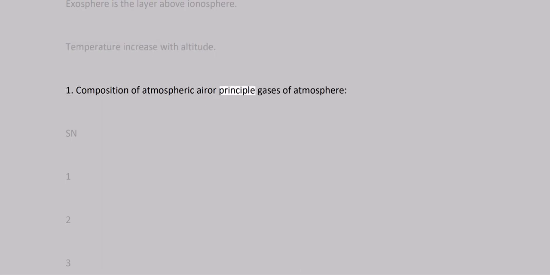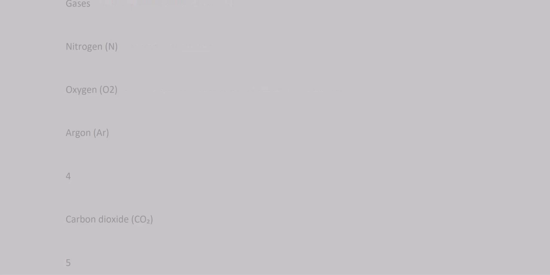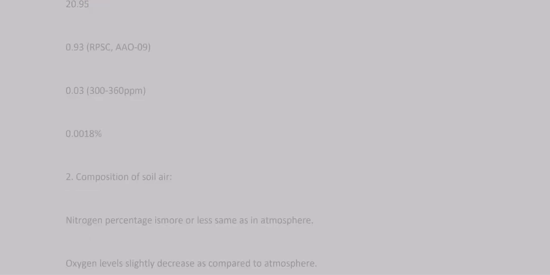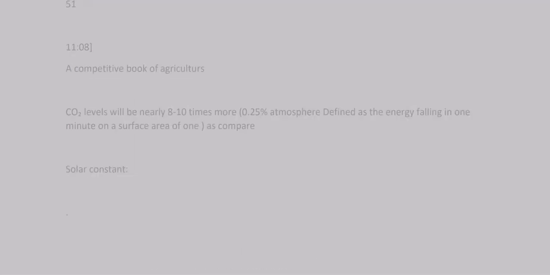1. Composition of atmospheric air. Principal gases of atmosphere: nitrogen, N2; oxygen, O2; argon, Ar; carbon dioxide, CO2; neon, Ne. Volume percent: 78.08, 20.95, 0.93, 0.03 (300-360 ppm), 0.0018%. 2. Composition of soil air. Nitrogen percentage is more or less the same as in atmosphere. Oxygen levels slightly decrease as compared to atmosphere. CO2 levels will be nearly 8 to 10 times more, about 0.25%.